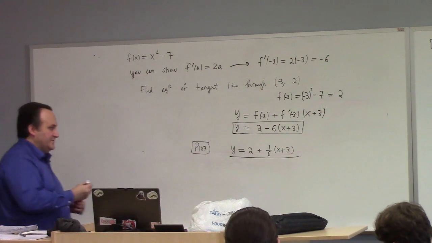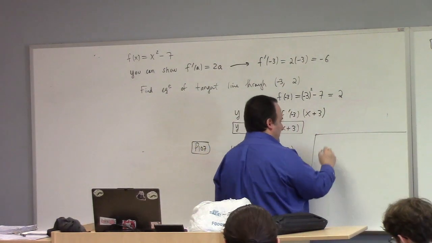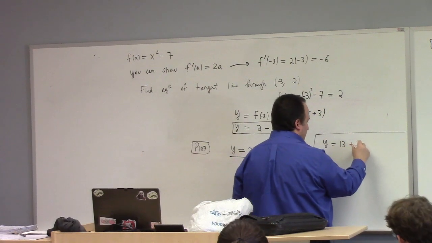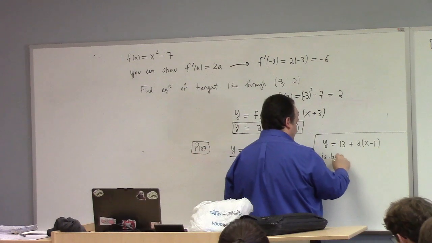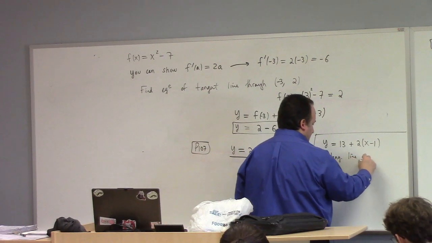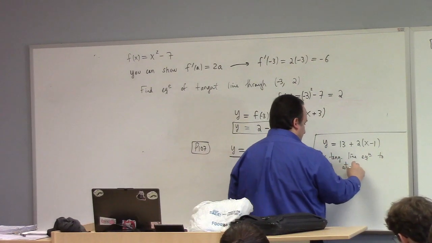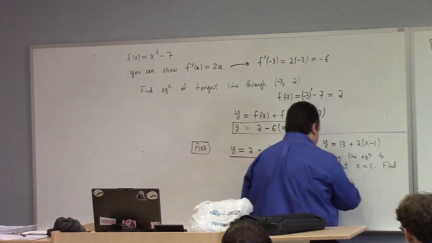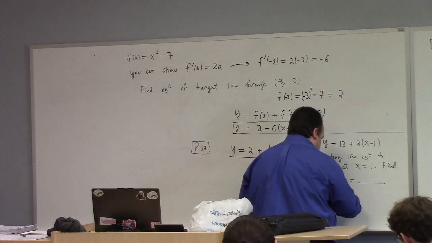One last question for you guys, and I'll give you the quiz. Suppose some guy comes up to you and says y equals 13 plus 2 times x minus 1 is the tangent line equation to f of x at x equals 1. Find f of 1 and f prime of 1. Can you do it?